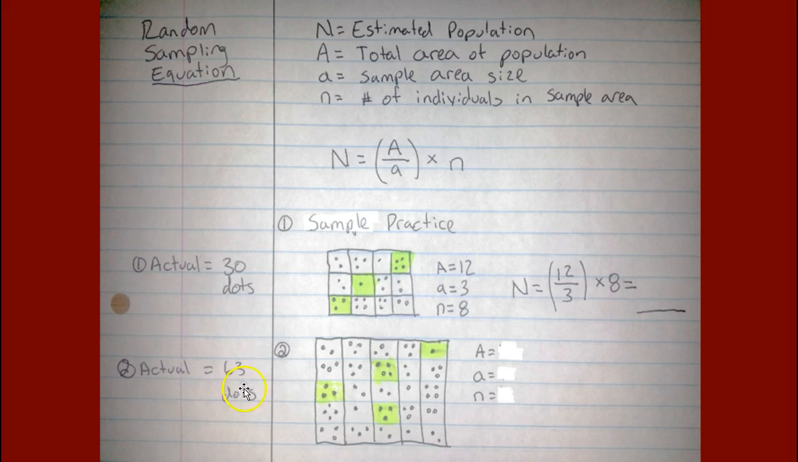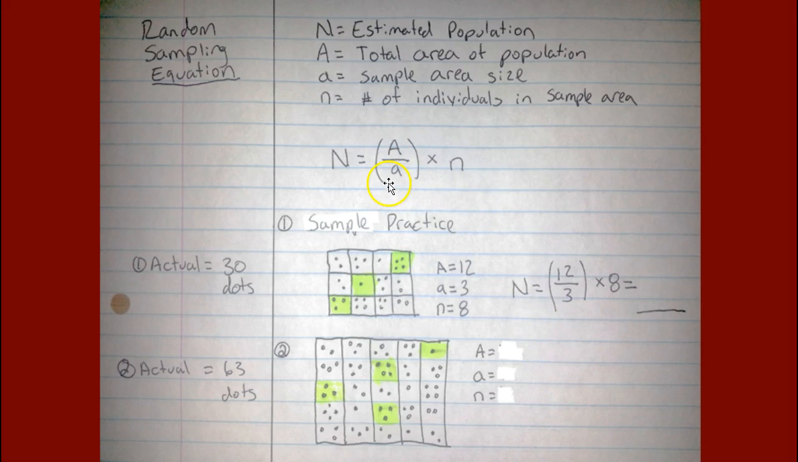All right, what about this one right here? Big A would be how many big squares total? Well, we have 5 across, 5 down, so that's a total of 25 squares. Little a, how many did I sample? In this case, 1, 2, 3, 4. I sampled 4 squares. So big A would be 25.